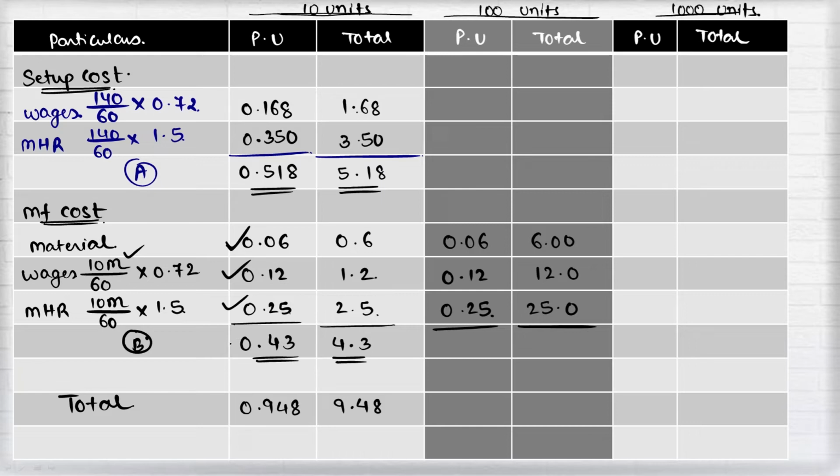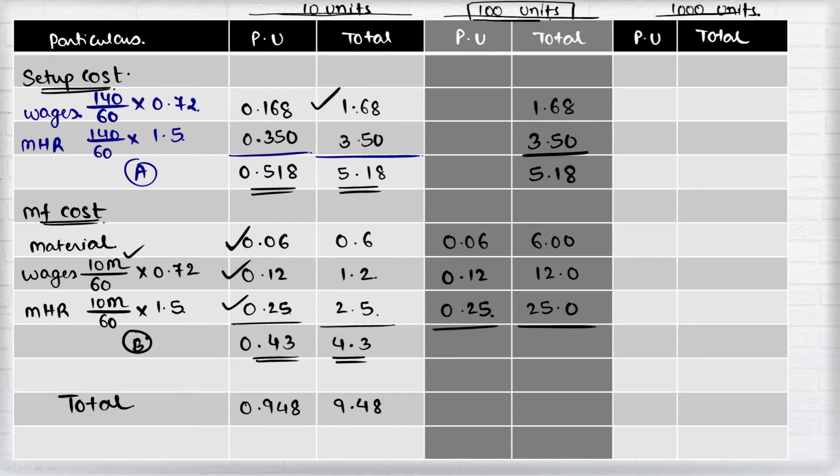Sir, what to do about setup cost? What is this cost? 1.68. Cost per one setup, whatever units you manufacture, but one setup would be costing you 1.68, 3.50 and 5.18. Are you getting it? What is 5.18? Can you tell me? Setup cost for one setup. Whether you manufacture one unit, 10,000 units, 10 units, 100 units, it does not matter. One setup will cost 5.18.